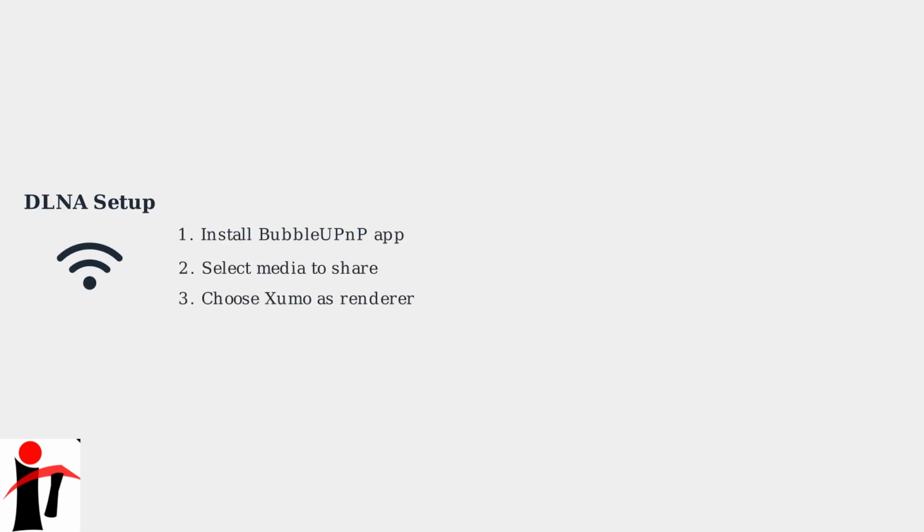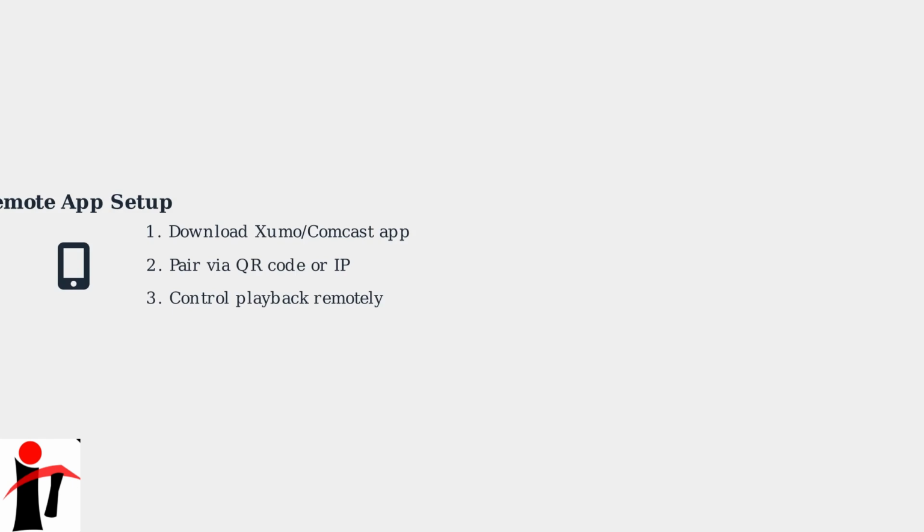For casting, open an app like YouTube on your phone, tap the cast icon, and select your Xumo Stream Box from the list of available devices. For DLNA sharing, use an app like BubbleUpNP on your phone to share media, ensuring the Xumo box is selected as the renderer device. To use the remote app, download the official Xumo or Comcast Stream app, pair it with your Xumo box using QR code or IP address, and gain full remote control.